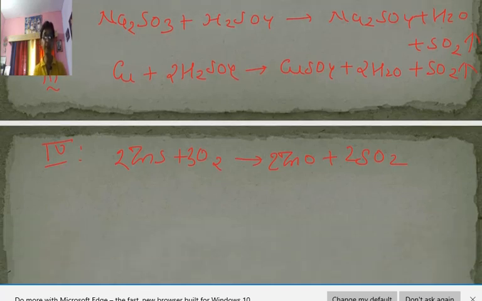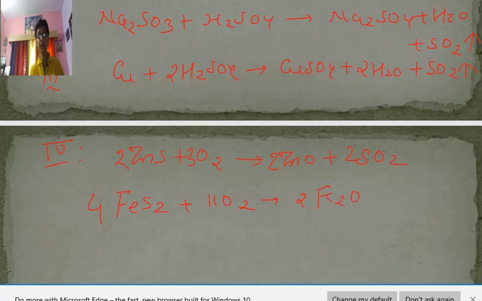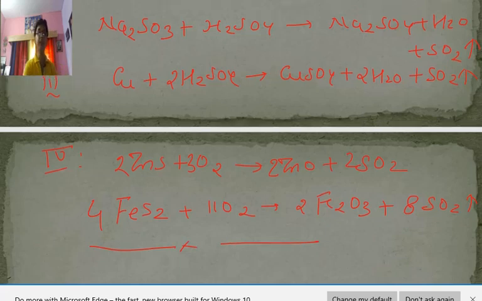In the contact process also, iron pyrite, 4FeS2, plus 11O2 gives 2Fe2O3, ferric oxide, plus 8 molecules of sulfur dioxide. These are the various processes of preparation of sulfur dioxide.